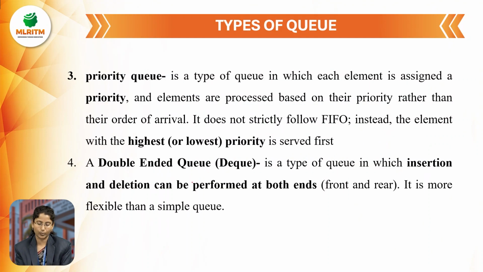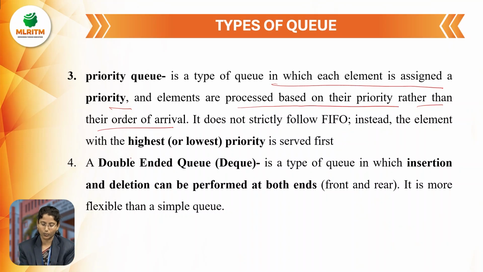And the third one is priority queue, in which the elements are assigned a priority. In a priority queue, the elements have a priority, and based upon the priority they will be executed. As we know, a queue works on the first in first out principle, but in the priority queue the elements having the most priority will be executed first. Processes are served based on their priority rather than their order of arrival. It does not follow FIFO. Instead, the element with the highest priority is served first.